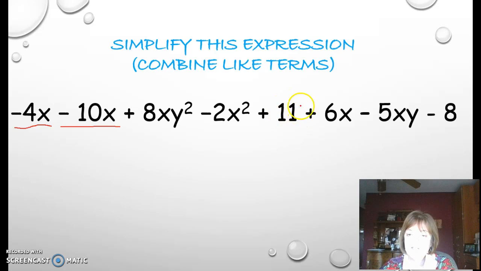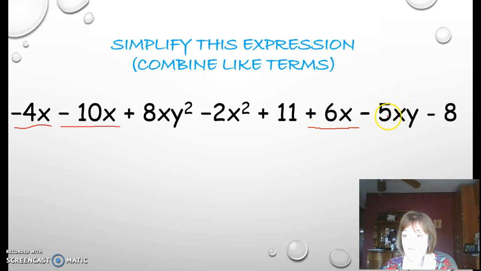All right. This one, plus 11. No, it has no x. It's not a like term. So I'm not going to match it up with that one. Plus 6x. Notice I have just an x and it's the same power. So plus 6x also gets matchy-matchy.